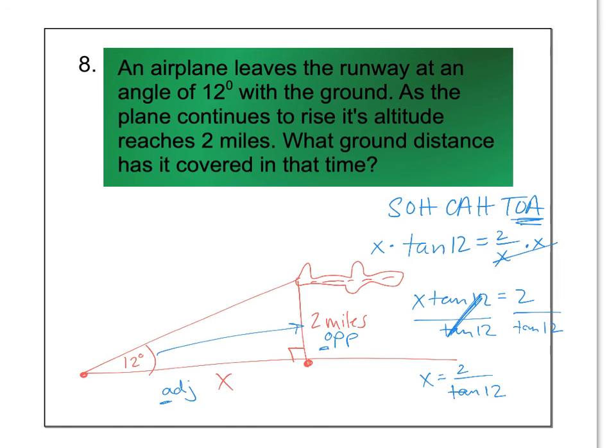And I get 9.41. It's 9.409, but I just rounded that to 2 decimal places. And I think this would be miles, because this height was in miles, and so then this distance would also be in miles.